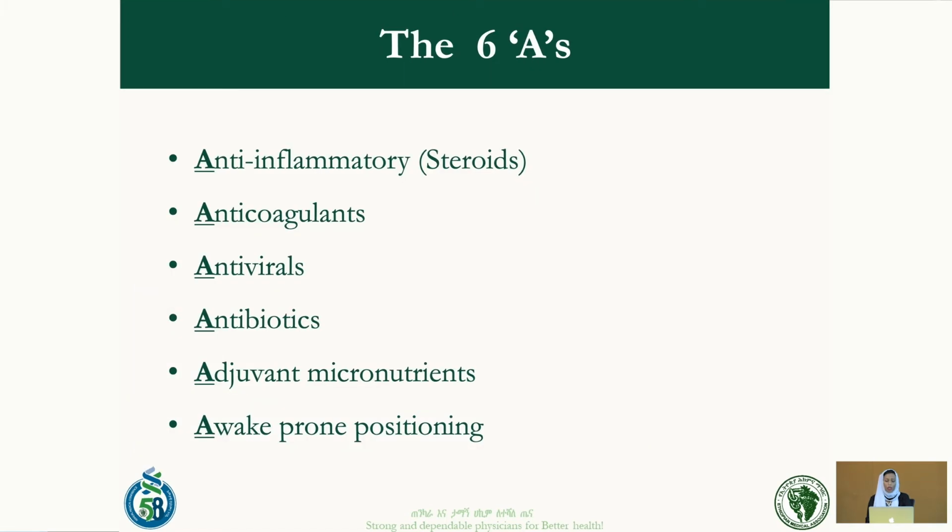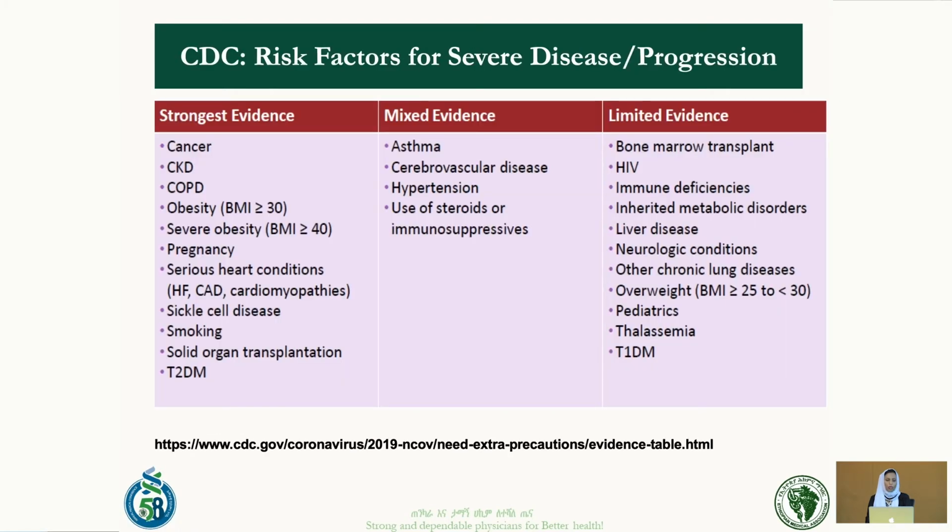Okay, so now the talk is on the 6 A's of COVID-19 therapy. Those are anti-inflammatory, anticoagulants, antivirals, antibiotics, adjuvant micronutrients, and awake-prone positioning, based on the multiple evidences we found throughout these years. So risk factors are getting more and more refined.